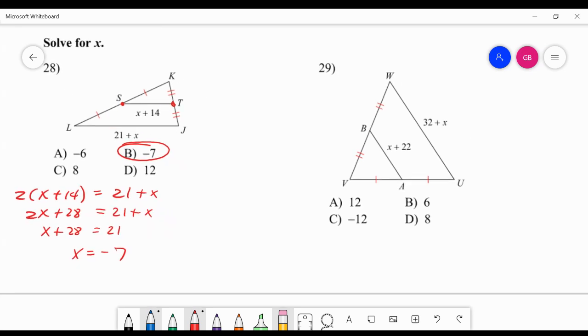Okay, similarly, number 29, B is a midpoint, A is a midpoint. So again, 2 times X plus 22 is equal to 32 plus X. If I distribute, I have 2X plus 44. Subtract X from both sides, and then subtract 44 from both sides to get negative 12.